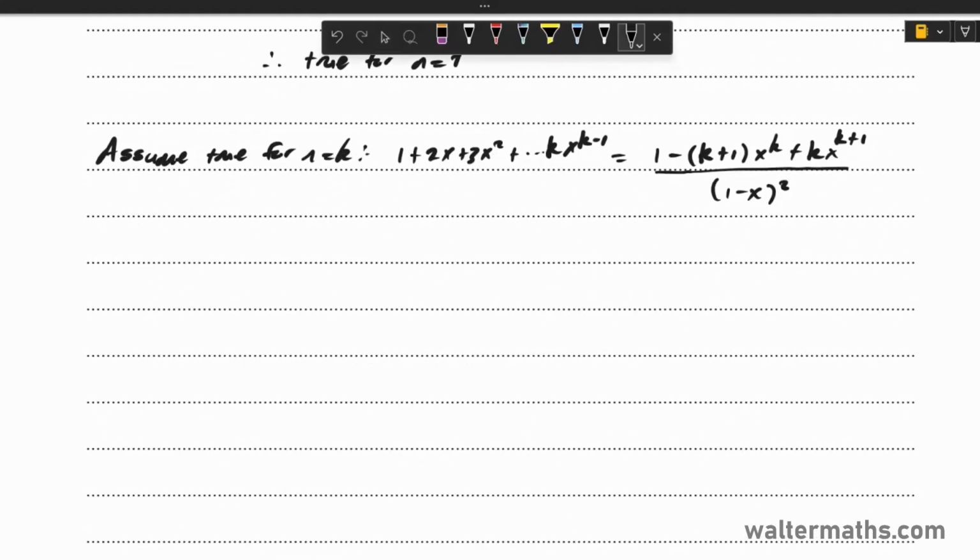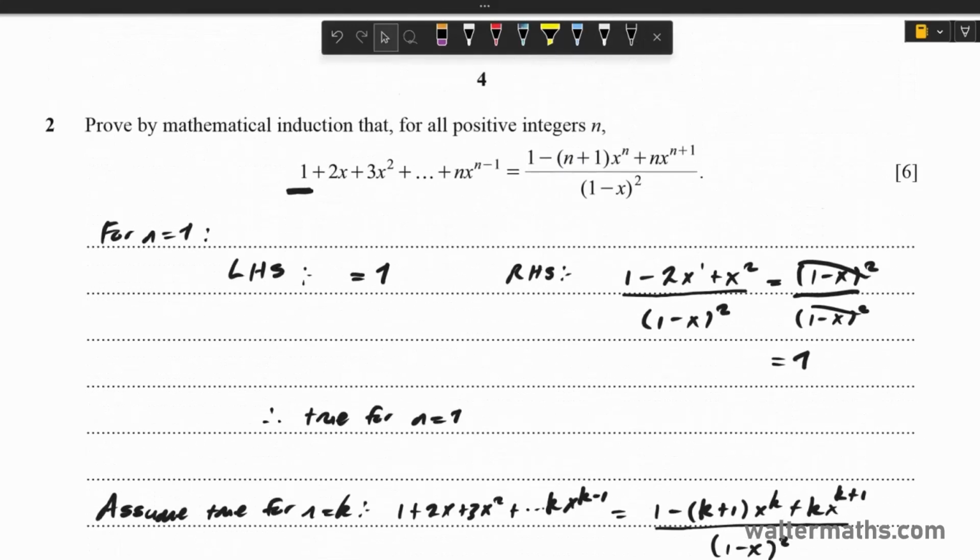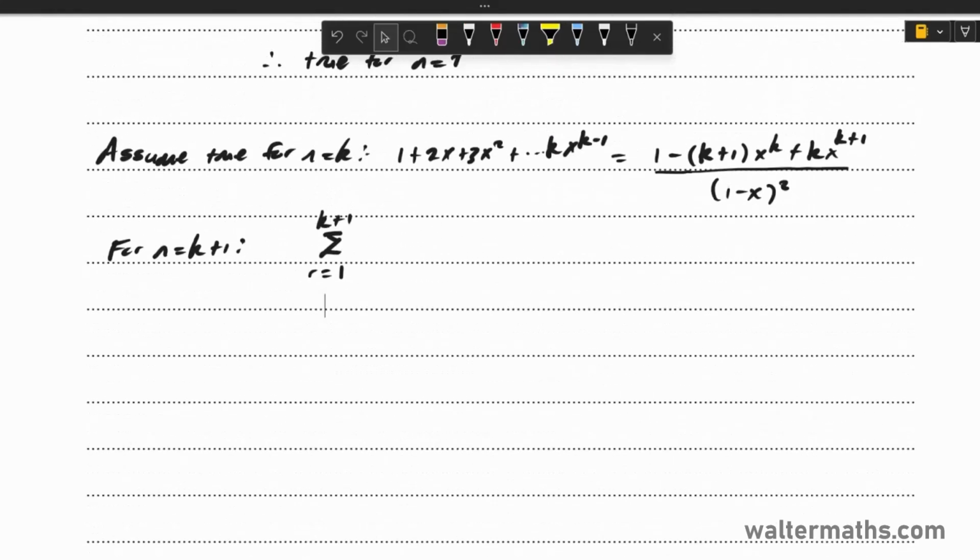Now we prove for n is equal to k plus 1. For when n is equal to k plus 1, we are saying that it is the same as the sum to k plus 1 of terms of the form rx to the r minus 1. The form of the terms in this series is going to be rx to the r minus 1. So this is a representation of the series right here, but with n being equal to k plus 1.